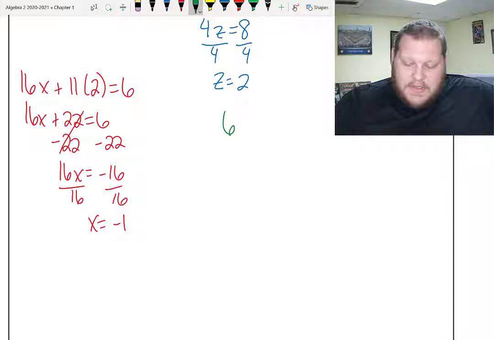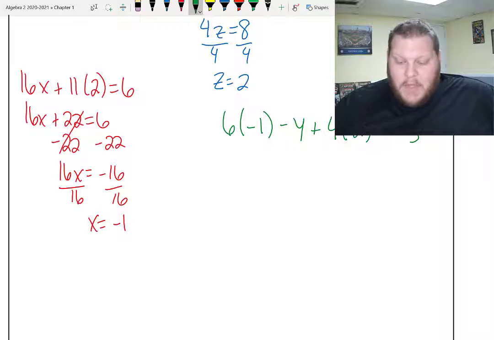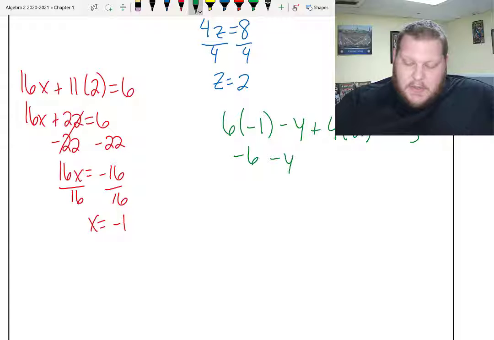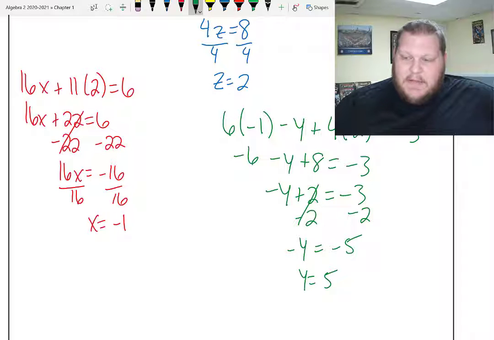So my original equation was 6x, so 6 times negative 1, minus y plus 4z, which in this case again is 2, equals negative 3. So now I'm just going to simplify and solve. Negative 6 minus y plus 8 equals negative 3. So negative y plus 2 equals negative 3. Minus 2 on both sides gives you negative y equals negative 5. So then y equals positive 5.